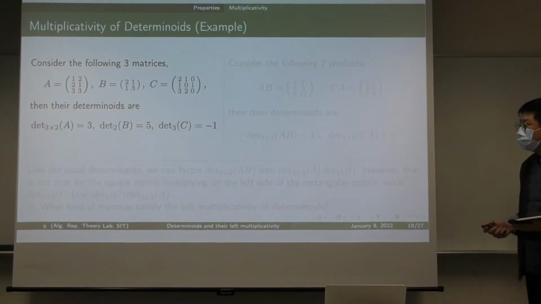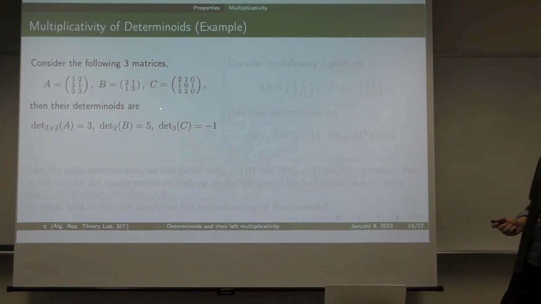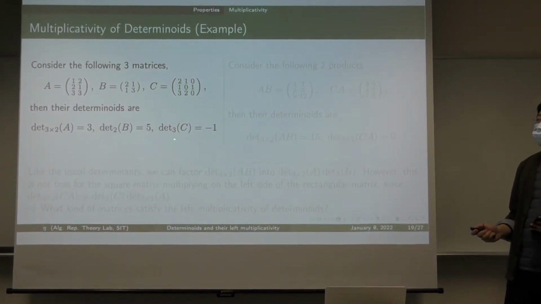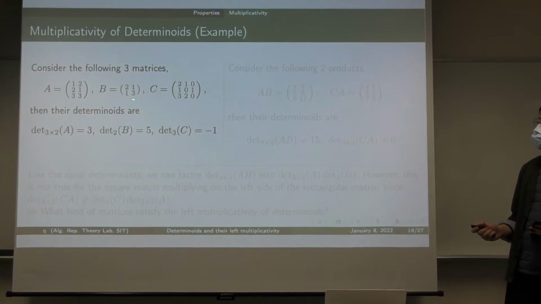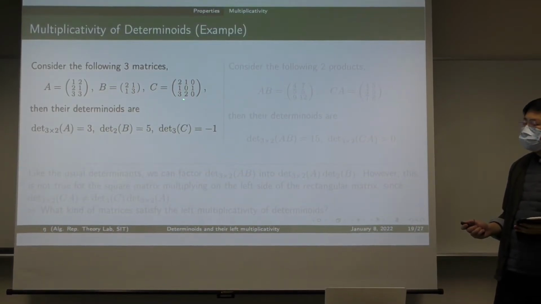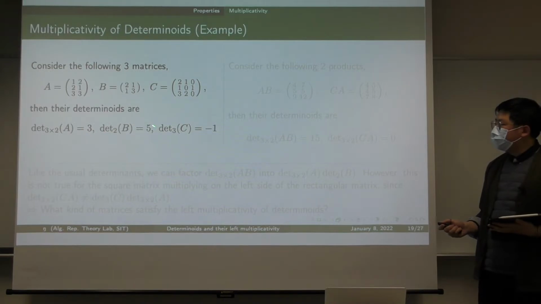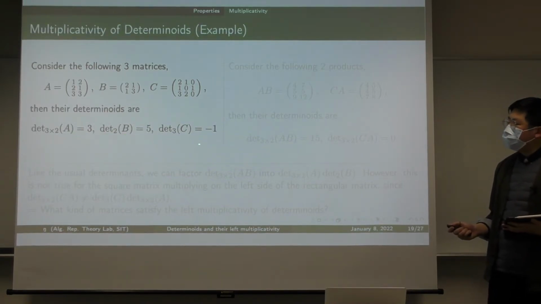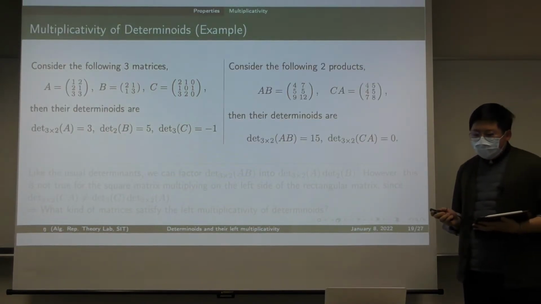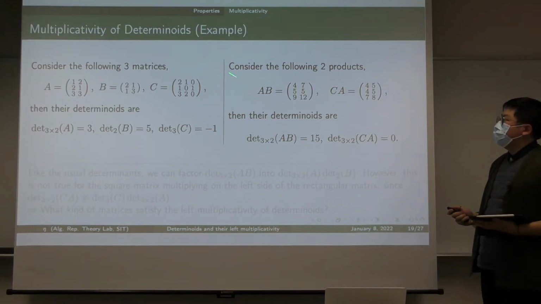So let's have a look at a concrete example. Consider the following 3 matrices: a 3 by 2 matrix A, a 2 by 2 matrix B, and a 3 by 3 matrix C. And their determinoids are 3, 5, and minus 1 respectively. Okay, now let's consider the products AB and CA.